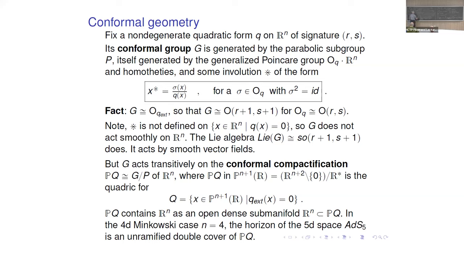But in fact, the Lie algebra is easy to see that it acts by polynomial vector fields. So the conformal group is a nice group acting by vector fields, but not well defined as a group action. This is a well-known thing.